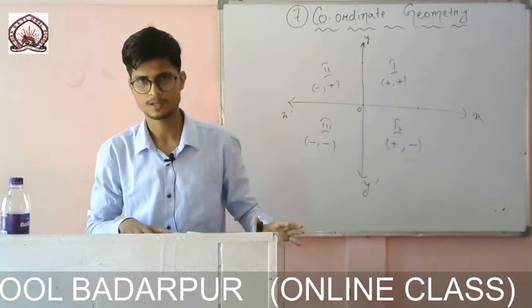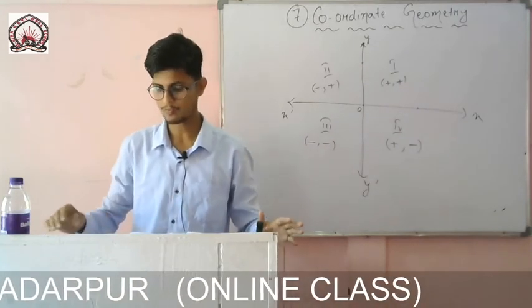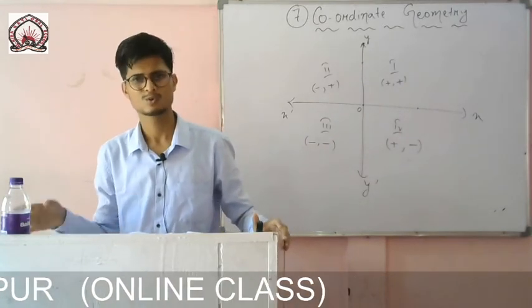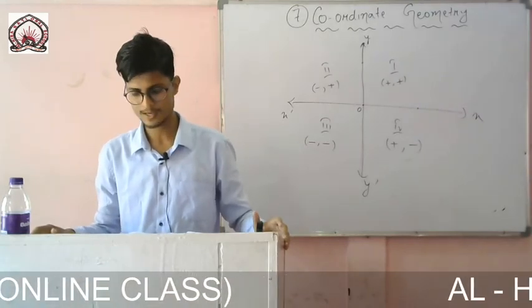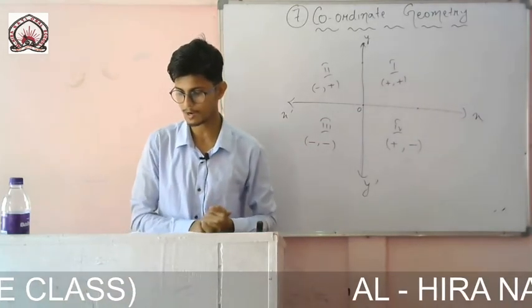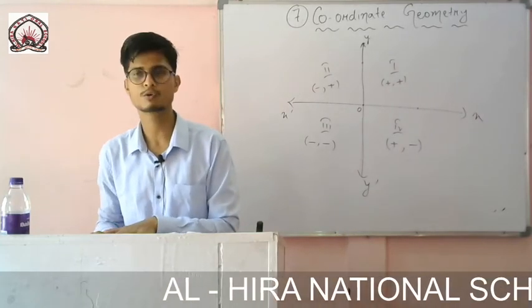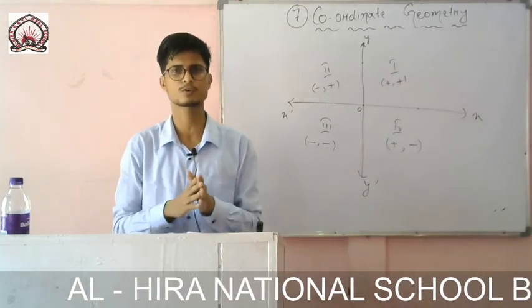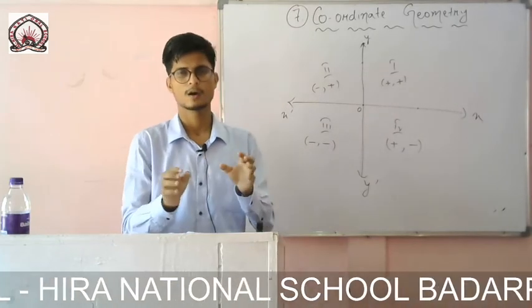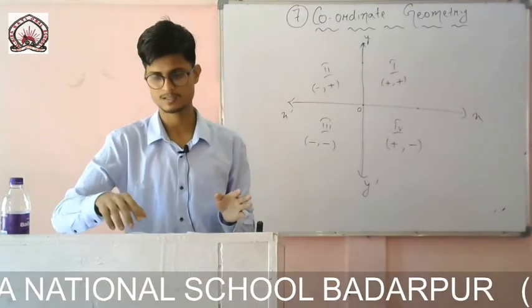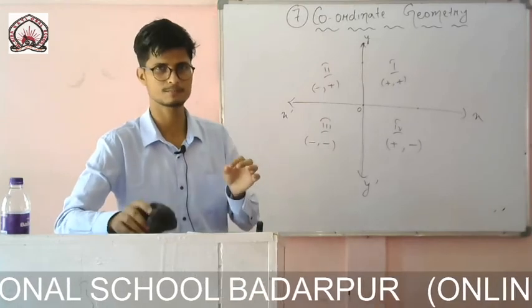So in this chapter we will be discussing how to find the distance between 2 points whose coordinates are given, and we will try to find the area of the triangle formed by 3 given points. So the first topic is about the distance formula. What is the distance formula, how to find the distance between 2 points, we will discuss in this chapter. I will try to relate the things, so please be attentive in the class.